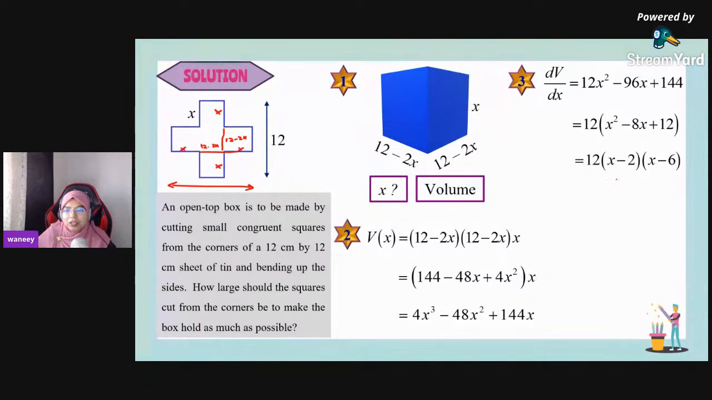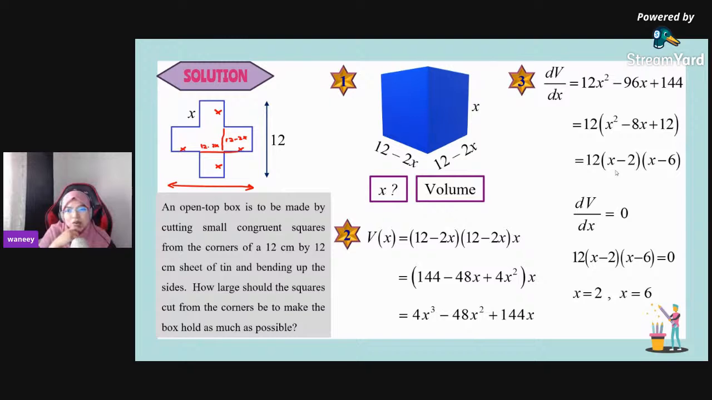So let each of them equal to 0. So that means either x is equal to 2 or x is equal to 6. So we can actually have two stationary points. The first one is x equal to 2. The second one is x equal to 6.